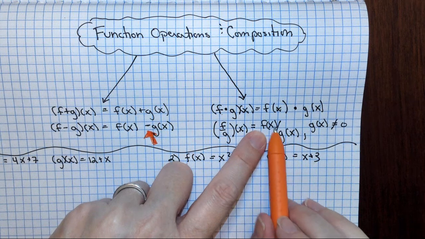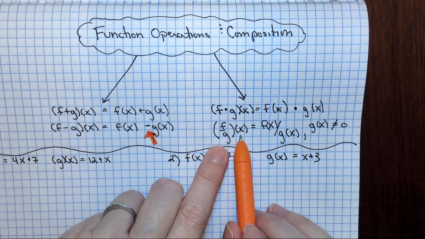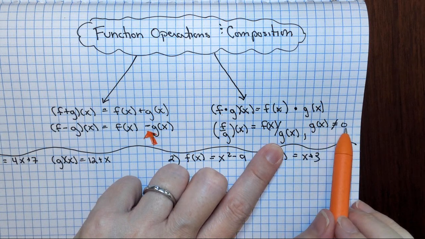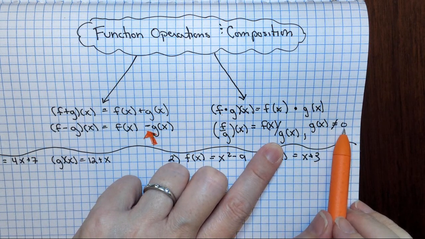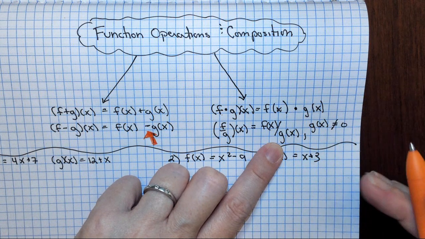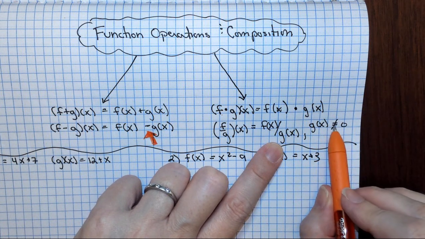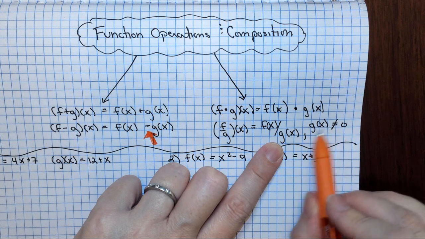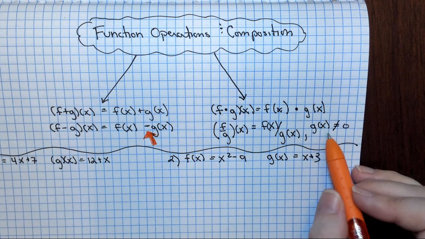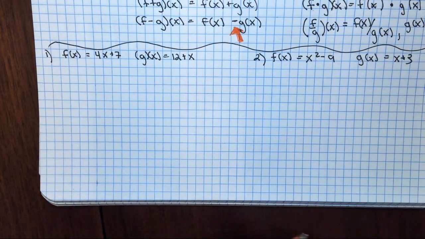Here, we're dividing, and it looks like this. The caveat is g of x can never equal 0. Remember, if it ever equals 0, we have an undefined function. Okay, we've actually created an asymptote there. So remember, whatever we put down here, we're going to be making an exception for, which you'll see momentarily. So I'm going to start here with these two examples.